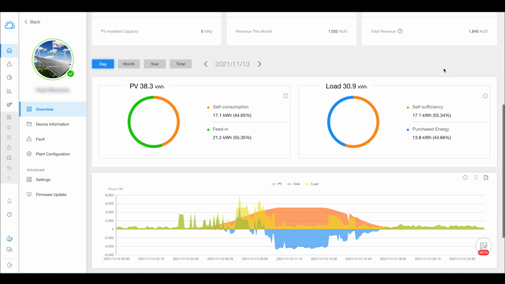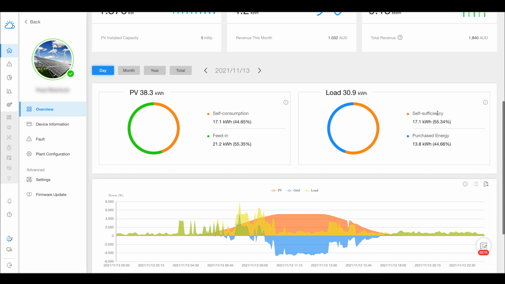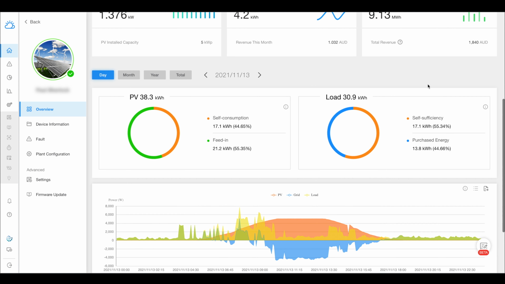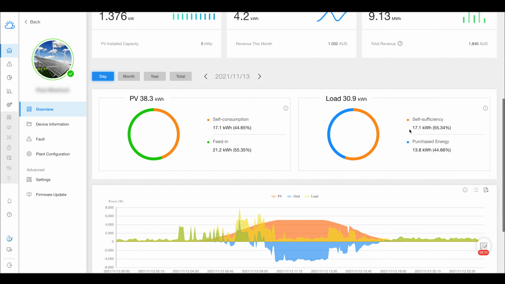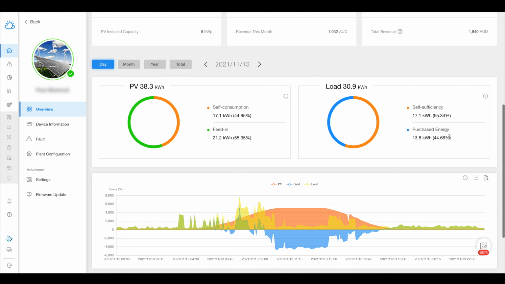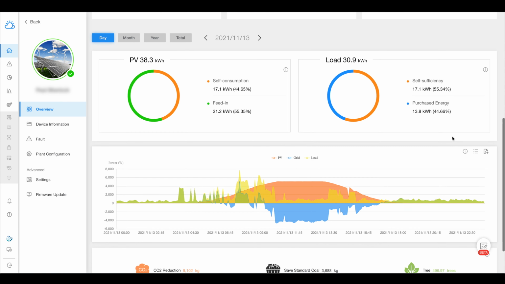The load is a comparison of what you've used and where you've used it from. So self-sufficiency is what you've used from your solar, and then purchased energy is what you've used from the grid. So in this particular day, 17.1 kilowatts was used from the solar, which matches up with the self-consumption. And then 13.8 kilowatts was purchased from the grid. Purchased energy is something that you want to keep as low as possible, because anything that you're purchasing outside of the solar is going to be bought from the grid.